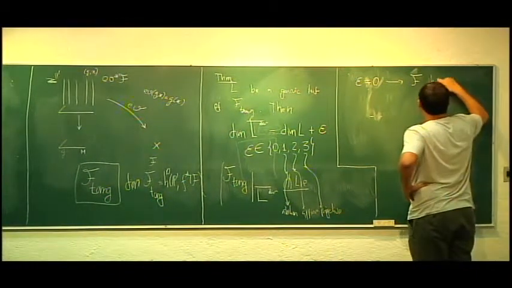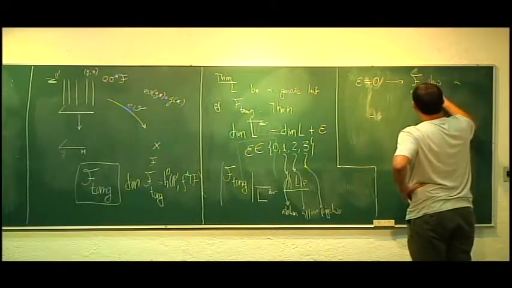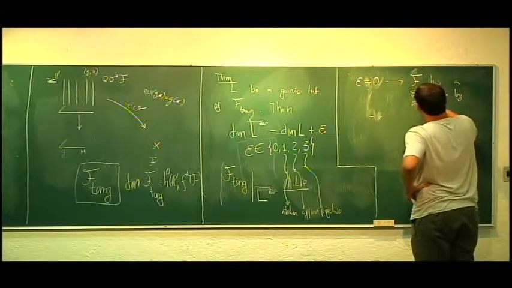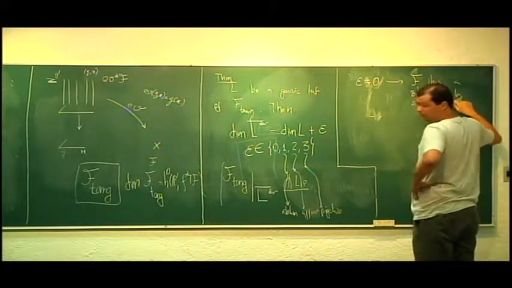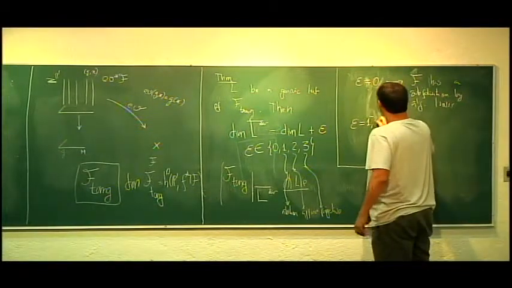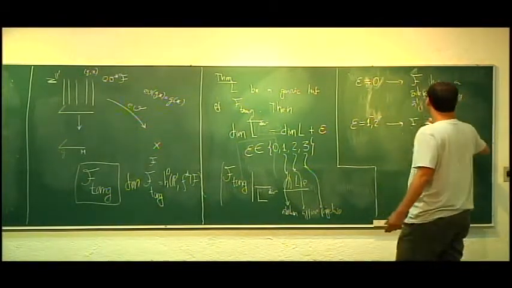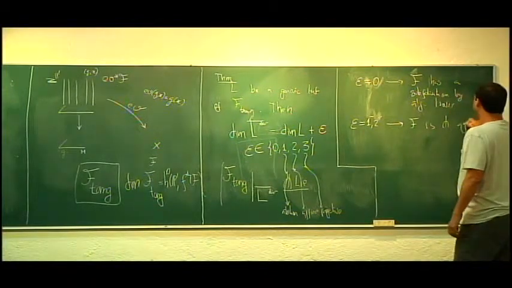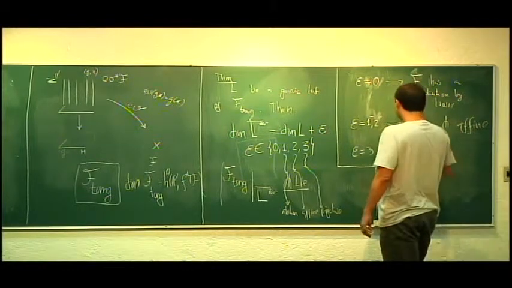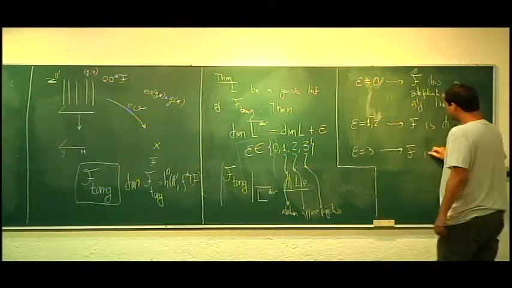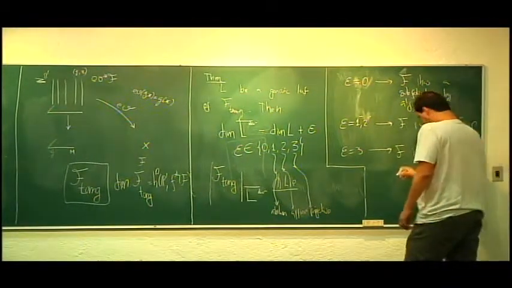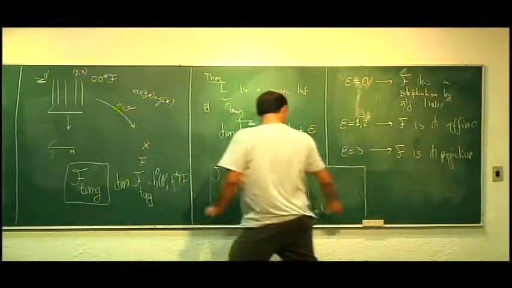So when epsilon equals 0, it means that our original foliation F has a subfoliation by algebraic leaves, which allows us to reduce dimension. When epsilon equals 1 and 2, F is transversally affine. And F, always in the meromorphic sense, is transversally projective. Okay?